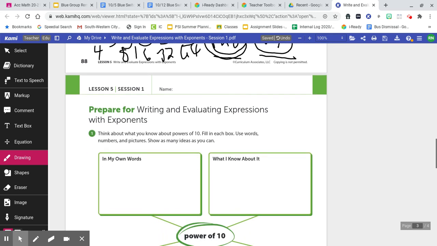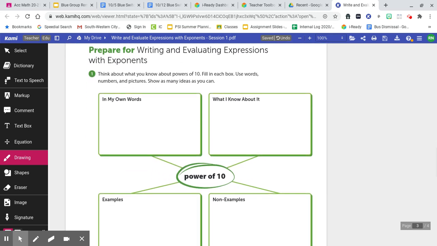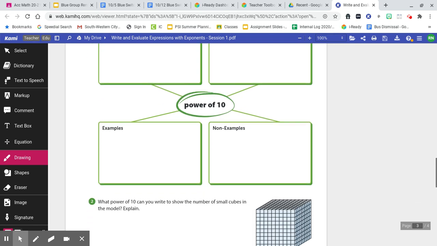And the first one is this next page. Prepare for writing and evaluating expressions with exponents. Think about what you know about the powers of 10. Fill in each box. Use words, numbers, and pictures. Show as many ideas as you can. This is just a brainstorming. So in your own words, what does the power of 10 mean? What do you know about it? Give me some examples and give me some non-examples.